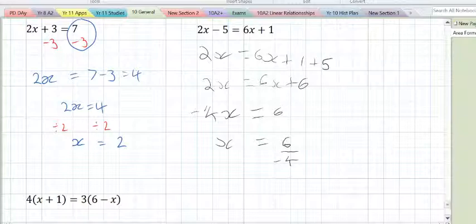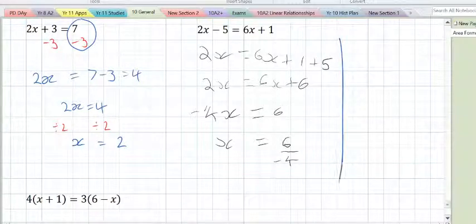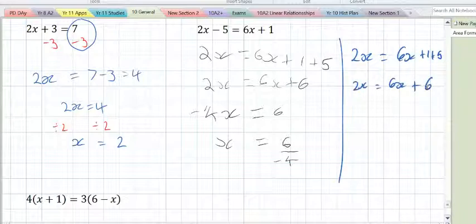I'm trying not to be rude here, but I cannot read the writing. Alright, I'll just quickly redo it. Sorry, no offense, Sarah. 2x equals 6x plus 6. Minus 4x equals 6. x equals 6 over minus 4.